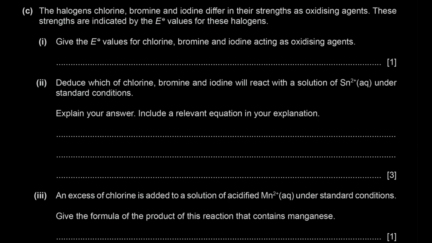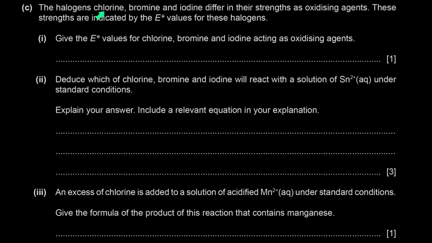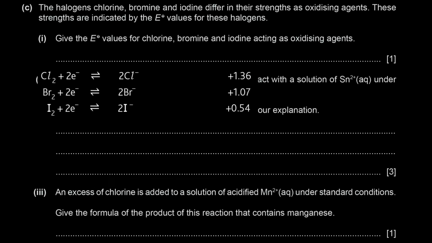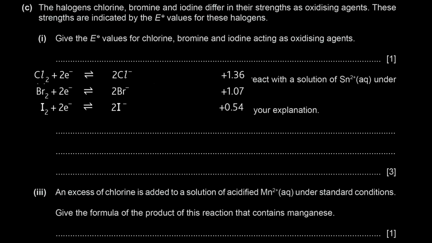The next part of the question says, the halogens, chlorine, bromine, and iodine differ in their strengths as oxidizing agents. These strengths are indicated by the E0 values for these halogens. Give the E0 values for chlorine, bromine, and iodine acting as oxidizing agents. So here, from the data booklet, we have these 3 half equations for the halogens acting as oxidizing agents.